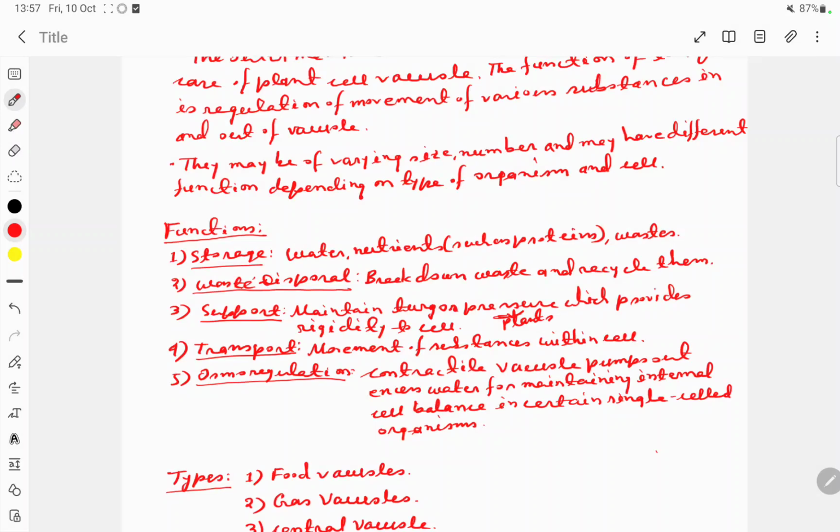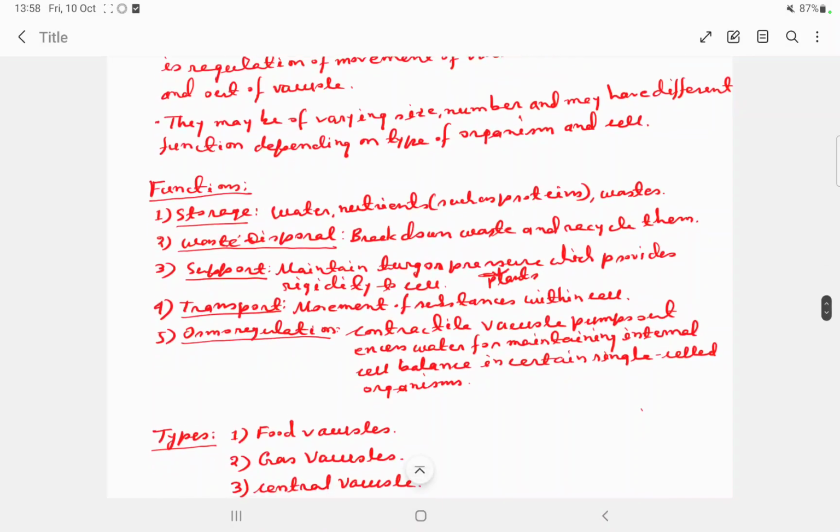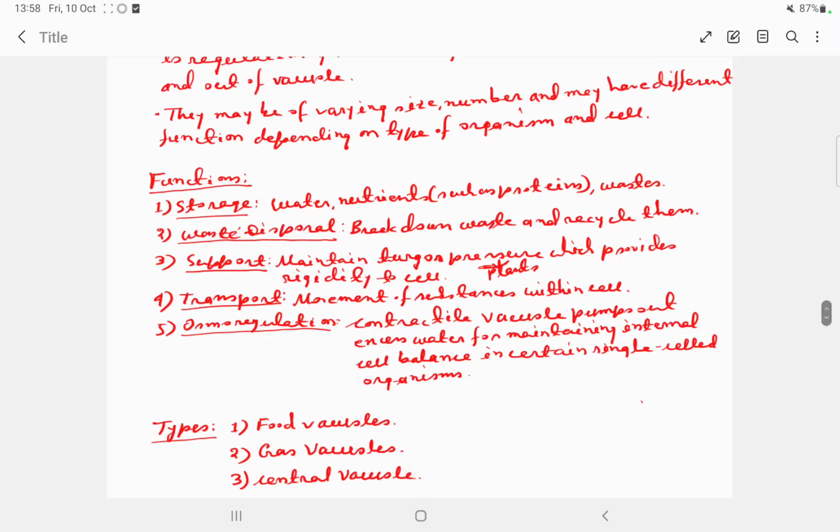Next is transport. They help in the movement of substances within the cell, and they can be a part of different processes like endocytosis, which is a cellular process, and exocytosis, which is the opposite of endocytosis. In endocytosis, engulfment of some substance occurs inside the cell, and in exocytosis, the substance is removed from the cell, and in that, vacuoles help the movement of substances.